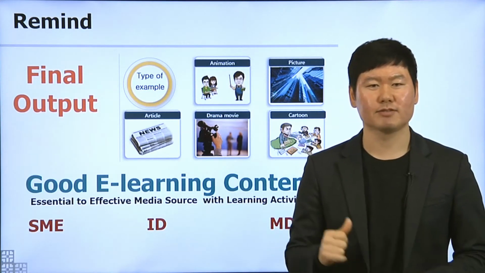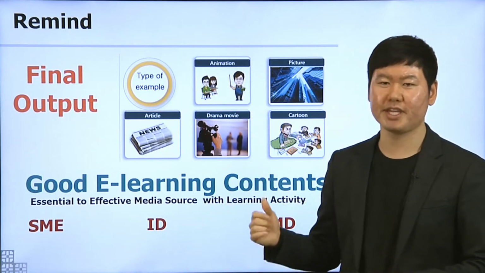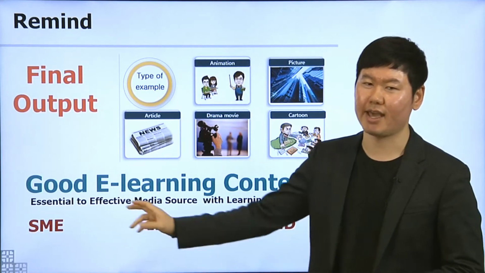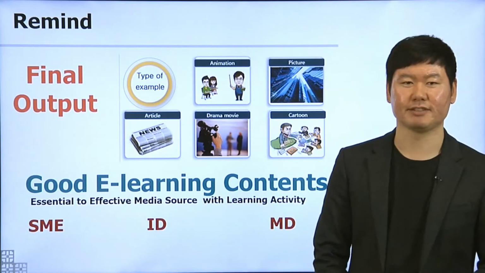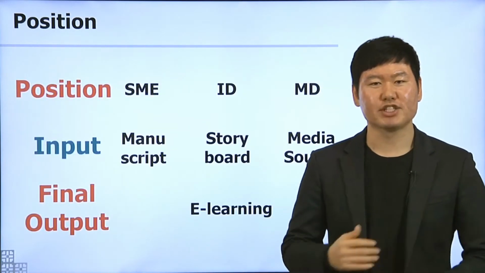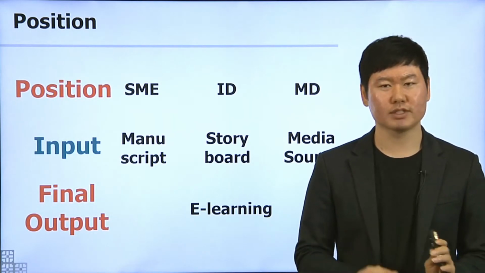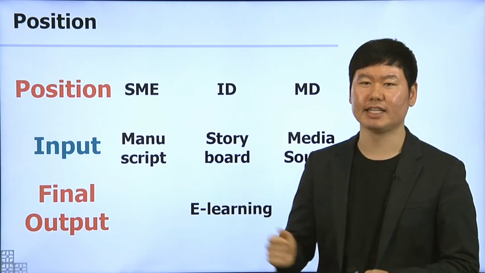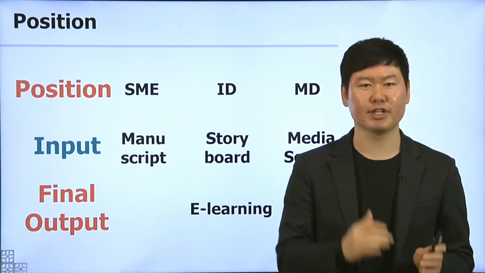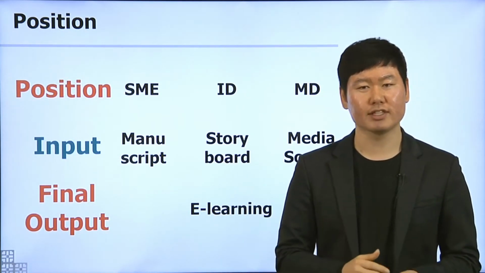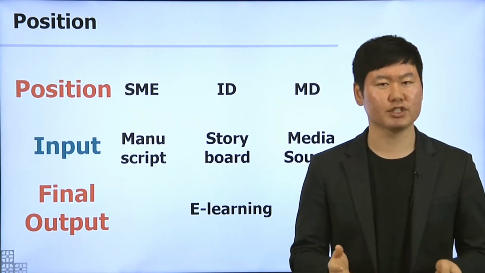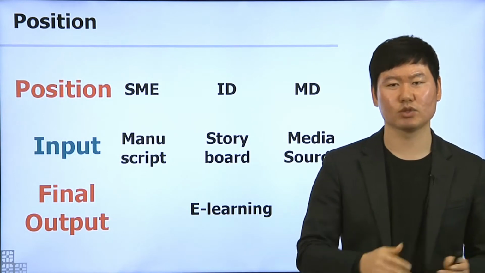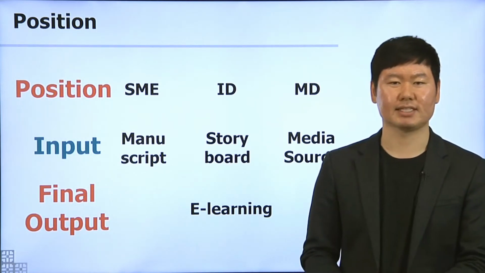Now, let us focus on the position. We can make position simply as three parts: SME, ID, MD. We can match up the output also simply: SME, manuscript, ID, storyboard, MD, multimedia source. You could understand the output by position simply, and the positioned people can think those work is their main task.